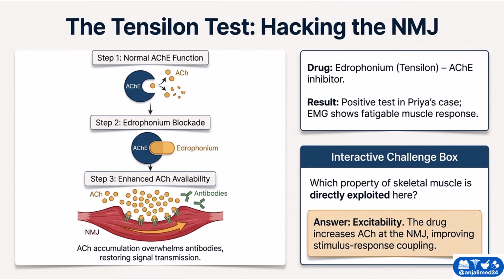Edrophonium is a short-acting acetylcholinesterase inhibitor that temporarily improves the muscle weakness in myasthenia gravis. So the final takeaway is: more acetylcholine means better receptor activation, better signal transmission, and temporary improvement in muscle strength.